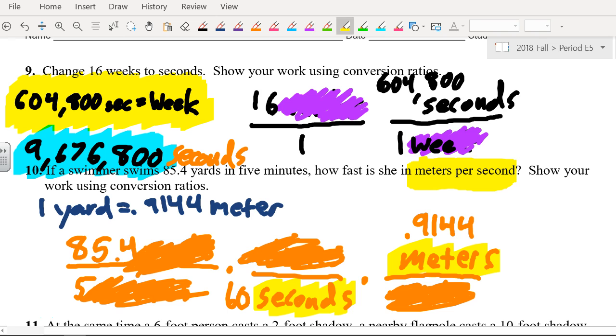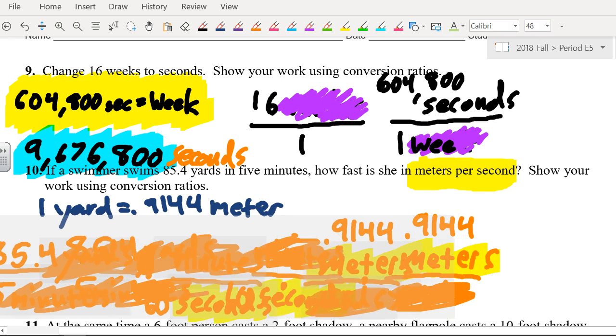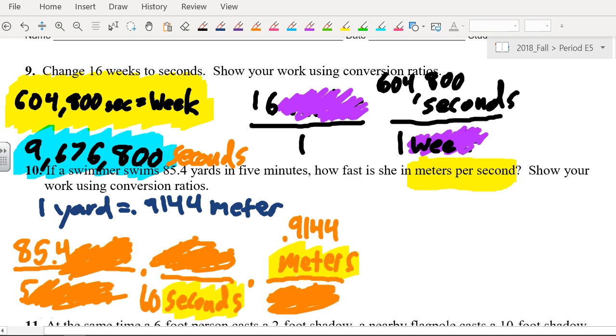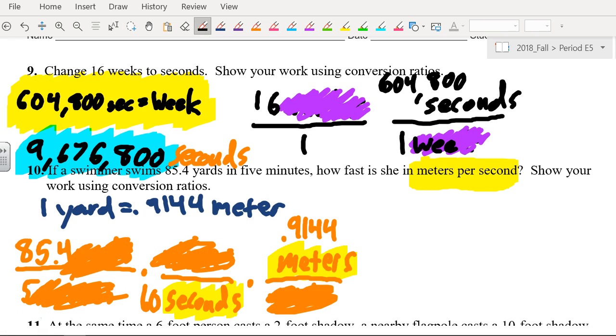All I need to do is multiply. I'm going to move this over so that I don't run out of room, and shrink it a little bit. Shrinking. Okay. Don't you wish you could do that on your paper? Yeah. Too bad. All right, 85.4 times 0.9144.